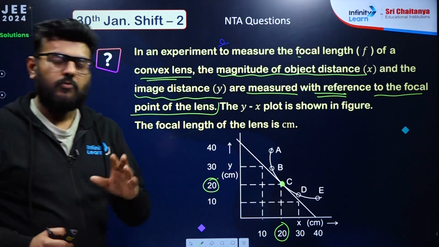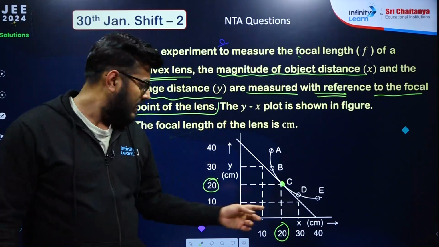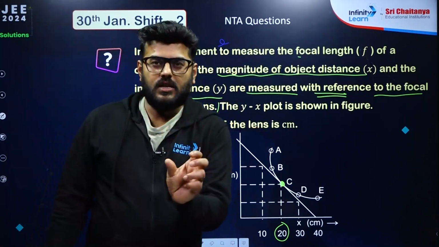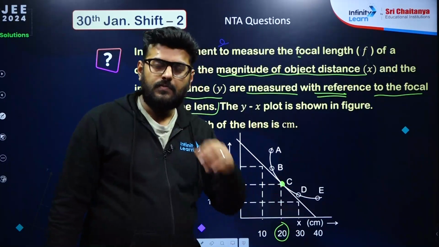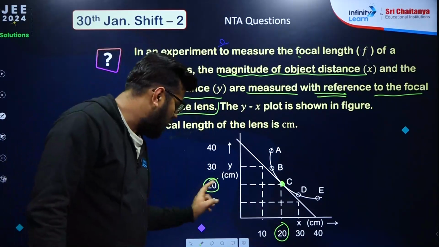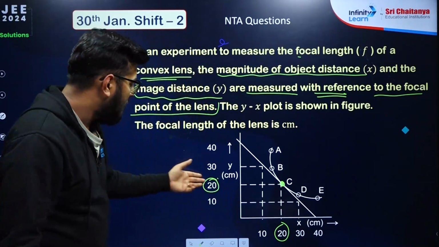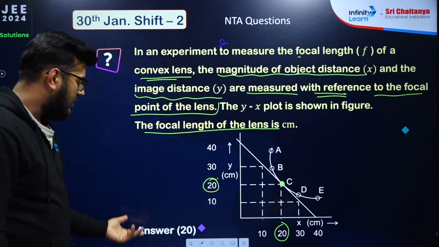That means whatever position the object is placed at, the image is created at the same position. This position obviously is 2f, right? But 2f is the distance from the optical center. Here the distances are from the focal point only. So what is this 20 and 20? It is basically the distance between f and 2f, that is f only. So the f value is known, that is 20, and they are asking about the focal length of the lens only. So the correct answer is 20 over here.